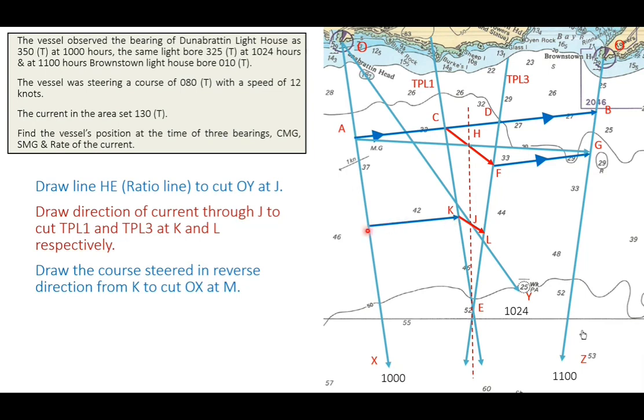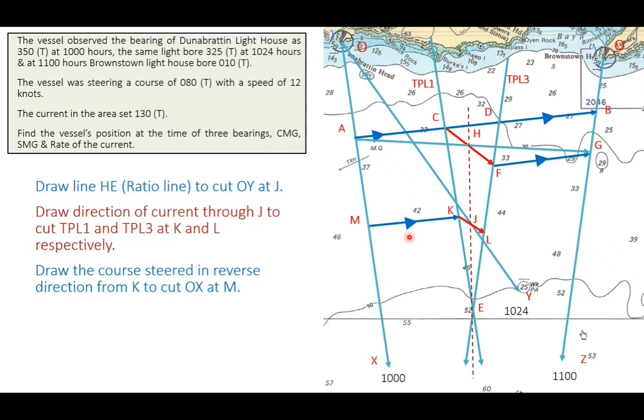This line is going to meet our first PL, our first bearing line, at a certain point. Let's name that point as M. So you can see the M point on our plot. Let's mark this vector with a single arrow. Since it represents course steered, we mark it with a single arrow.